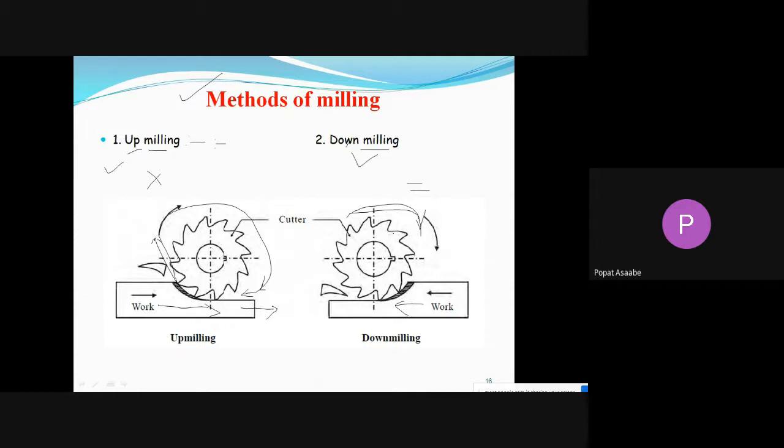Now in this picture you can easily understand this milling cutter will try to push the workpiece in the downward direction. In down milling, the cutter is pushing the workpiece downward, and here in up milling, your cutter will try to pick up the workpiece in the upward direction. See, this is about up milling and down milling.